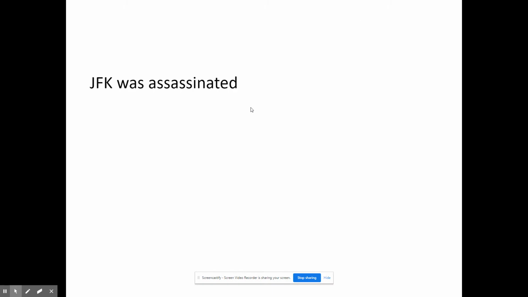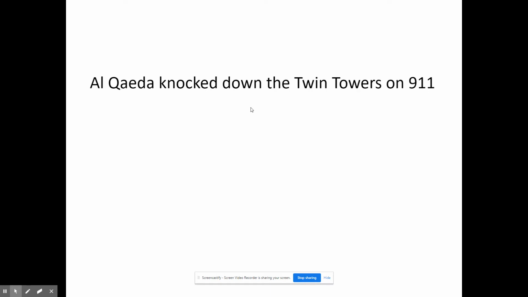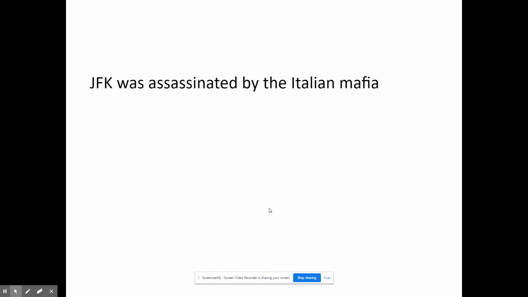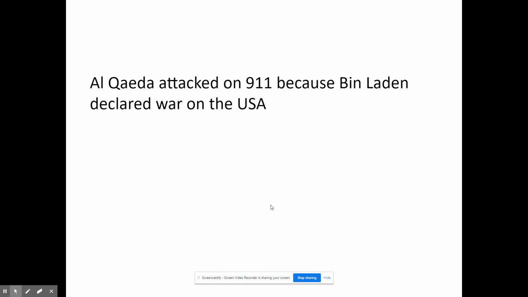Determine if the thesis is fact. JFK was assassinated. That is a fact. Al Qaeda knocked down the Twin Towers on 9/11. That is a fact. However, if we're looking at the 9/11 Commission report, which is a government document compiled by the US government after 9/11, this could act as a primary source. And here you see at this particular page, 49 of the Commission report, that's looking at the motives behind the 9/11 attacks. JFK was assassinated by the Italian mafia. That is not a fact. I guess it depends on the interpretation that you're buying, and this is an example of bias in history.